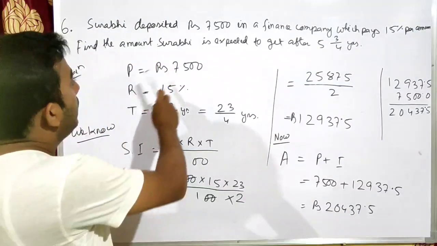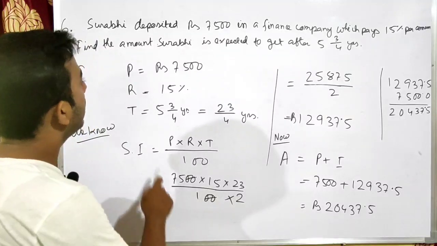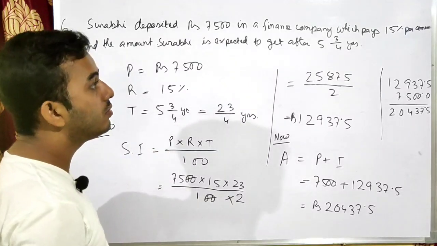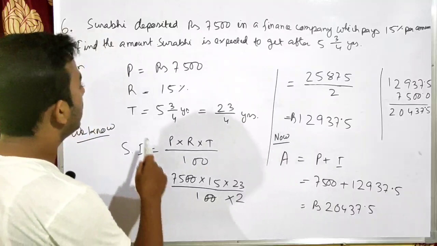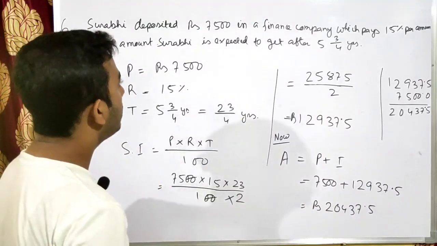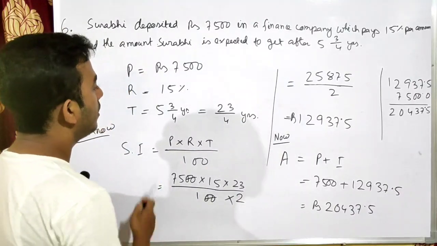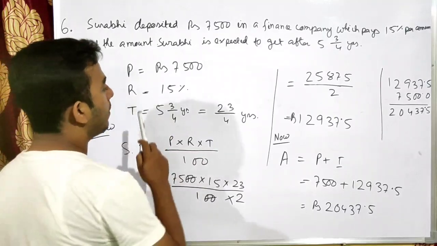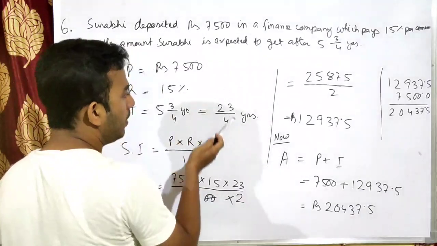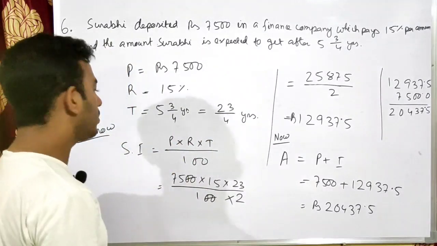So here P is 7,500, rate R is 15%, then T is 5 and 3 by 4 years. That is 4 into 5 is 20 plus 3 is 23 by 4 years. Okay, up to this, is it clear?